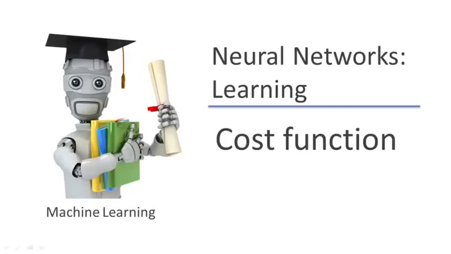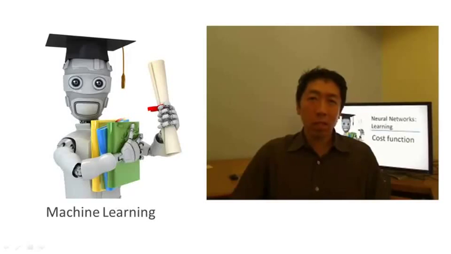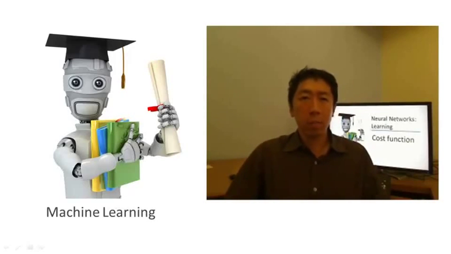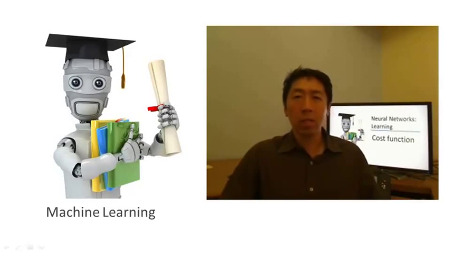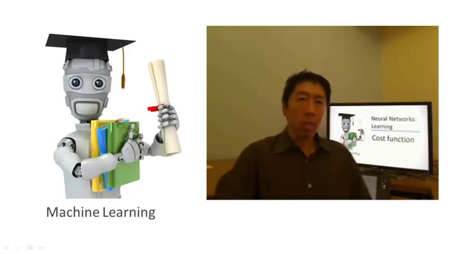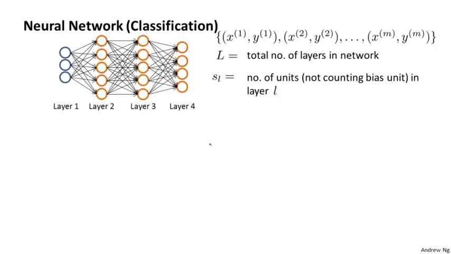Neural networks are one of the most powerful learning algorithms that we have today. In this and in the next few videos, I'd like to start talking about a learning algorithm for fitting the parameters of a neural network given a training set. As with the discussion of most of our learning algorithms, we're going to begin by talking about a cost function for fitting the parameters of the network.